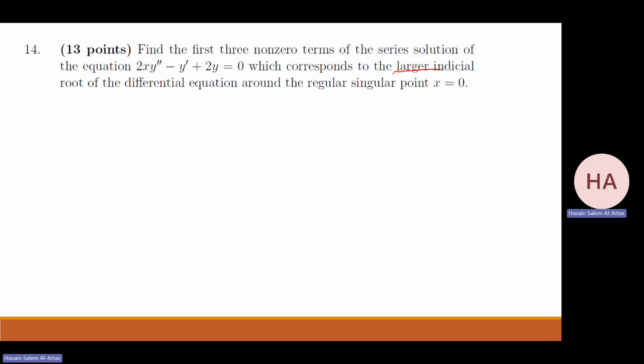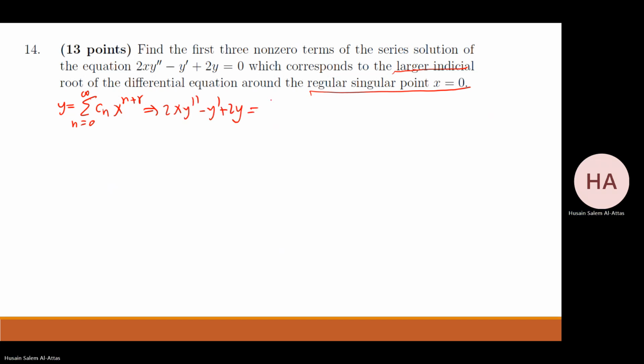And corresponding to the larger root in this. You want to find the first 3 non-zero terms. So I need to go more. Okay, let me do it quickly. This is the regular singular point. So I have y equals summation Cn x to the power n plus r. Plug it into the equation.